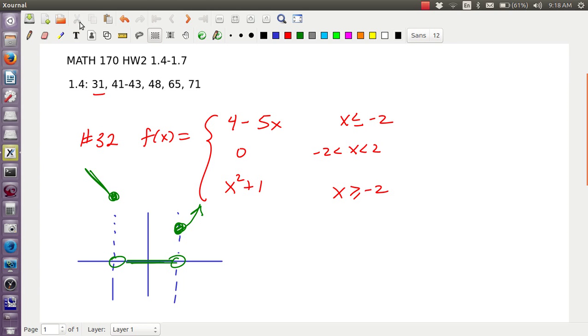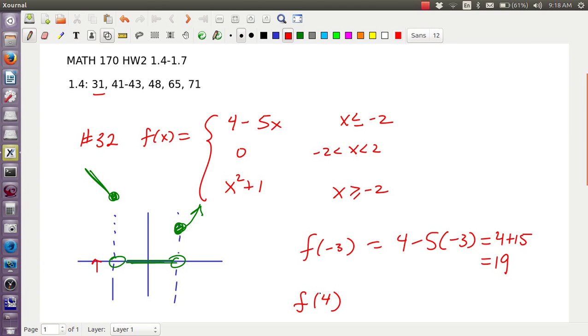So what do the questions say? It says f of -3. So -3 is going to be over here to the left of -2. So you're going to use this first function up here. So you're going to use 4 minus 5x. And so that's going to be 4 plus 15, which is 19. Okay. F of 4, you're going to use this function here, x squared plus 1. So it's actually going to be 17. And f of -1 is just 0 because it's just inside here. So those are the values for that question.